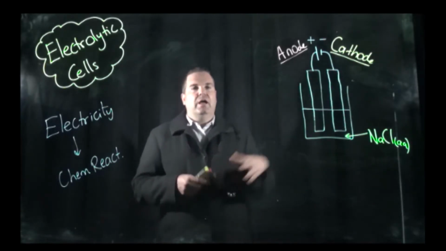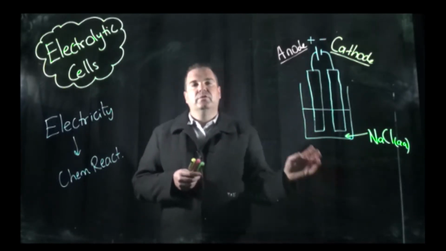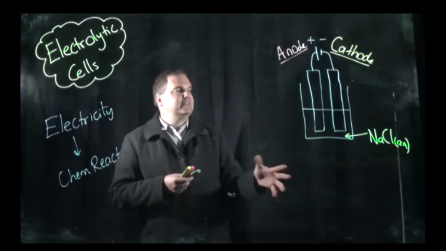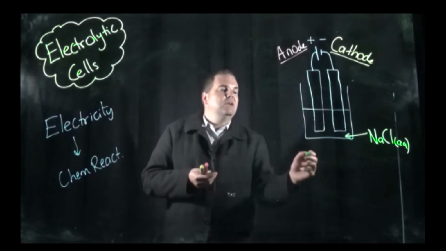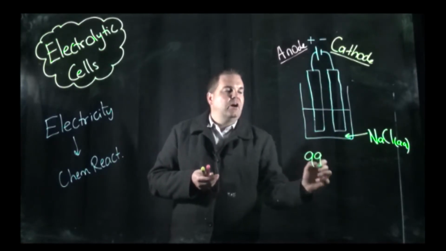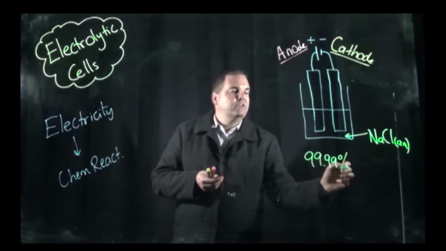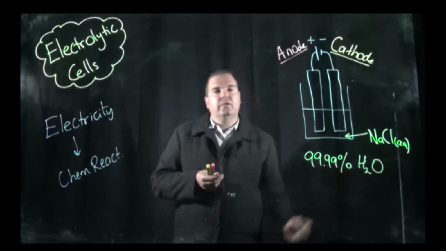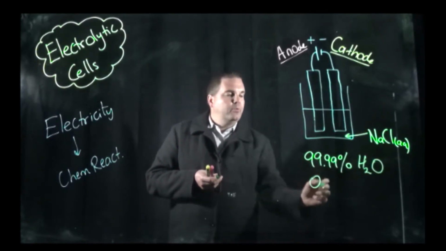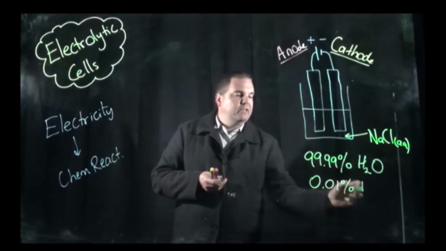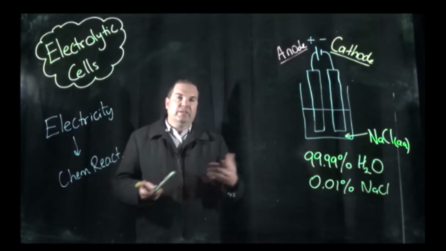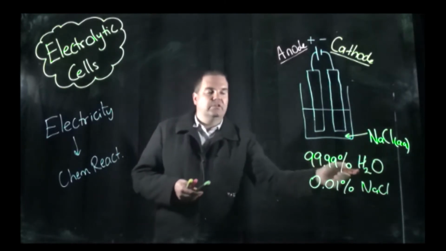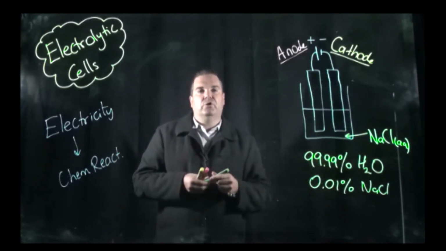Okay, now the reactions I had just here before for the electrolysis of water, what you've got to understand is that if this is sodium chloride solution, it means that there's probably about 99.99% of it is water. Okay, about 0.01% of it is actually sodium chloride. So that means the majority of what the chemicals are inside it is water. So we're going to get those two reactions occurring that I just said before.